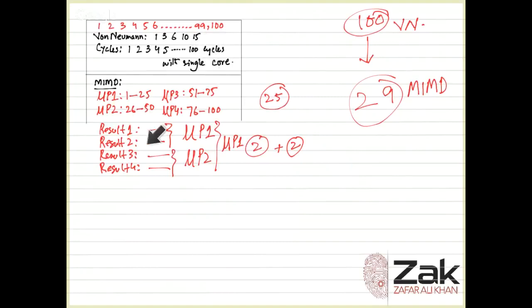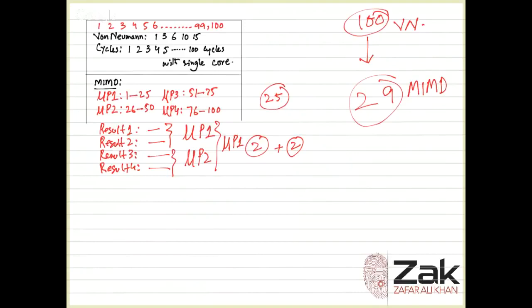Let's say I have got 4 processors. This is multiple instructions, multiple data. My scheduler will take 1 to 25, give it to one core, 26 to 50 to another core, 51 to 75 to another core, 76 to 100 to another core. Now your work has got reduced by 1/4 automatically, because you have got how many cores? 4.